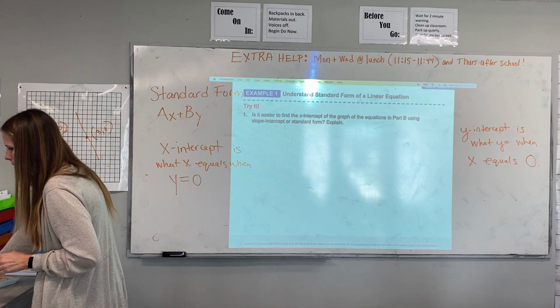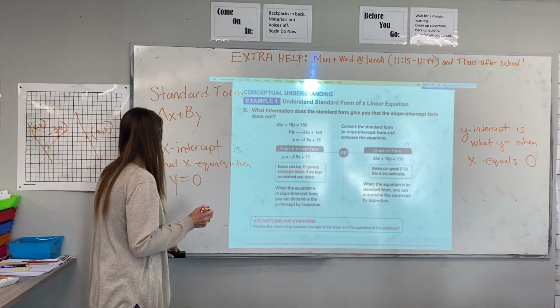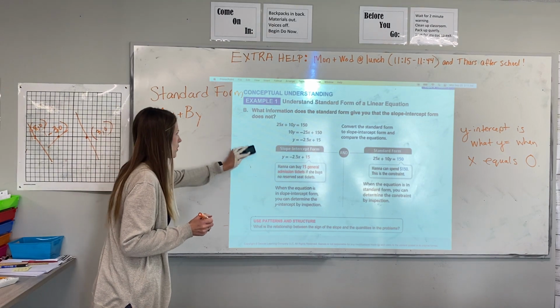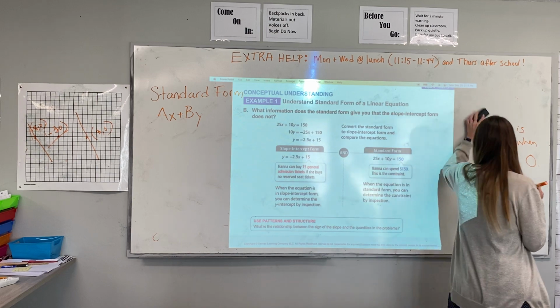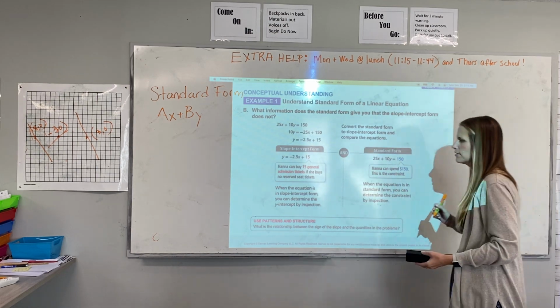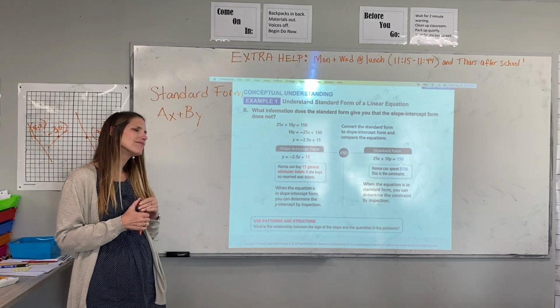Now let's see, which would be easier? The standard form. What makes you think that? Because all you have to do is just subtract and then divide. Because it's the standard form.